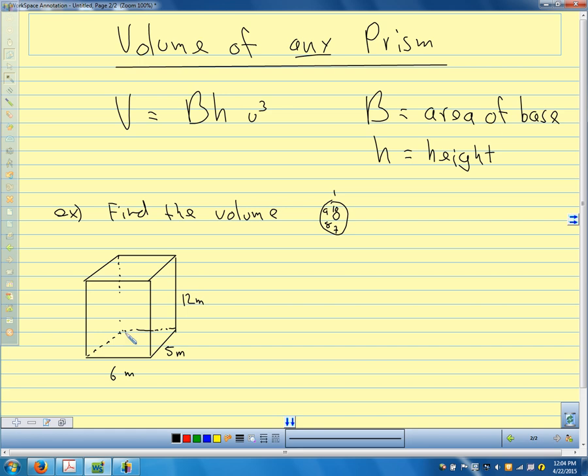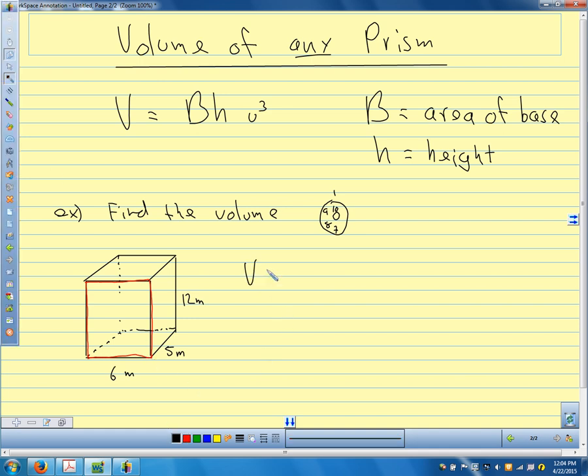So which part do we want to say is the base of this rectangular prism? Which side? That's the nice thing about rectangular prisms. You can pick this one here. So the one here, I'll outline it in red. We want to call that one the base. Okay, so we call that one that I outlined in red the base.